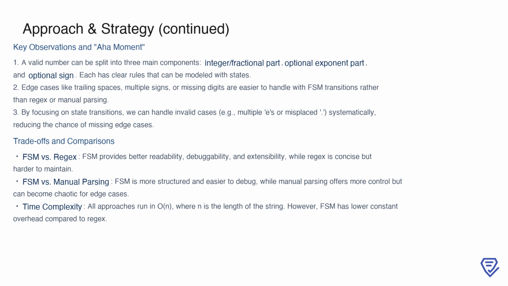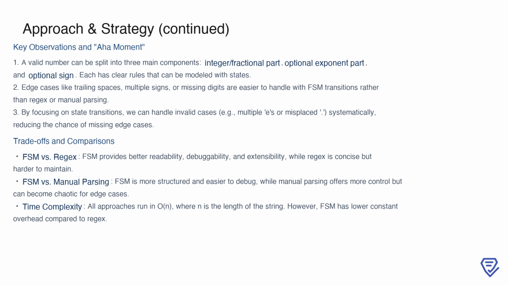The FSM approach becomes even more appealing when we consider some key observations about the problem. A valid number can be broken down into three main components: the integer or fractional part, the optional exponent part, and the optional sign. Each of these has clear rules that can be effectively modeled using states. Edge cases, such as trailing spaces, multiple signs, or missing digits, are handled more systematically with FSM transitions than with regex or manual parsing. For example, invalid scenarios like multiple occurrences of the character e or a misplaced decimal point can be addressed directly within the FSM state design.